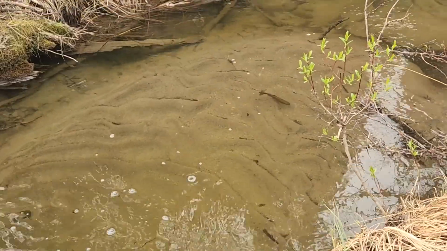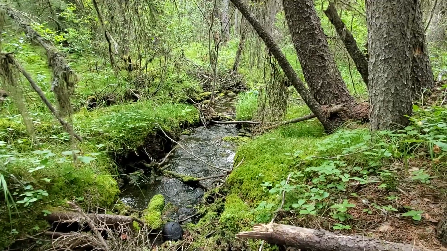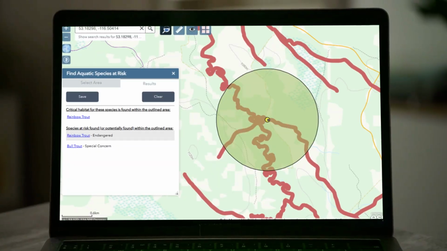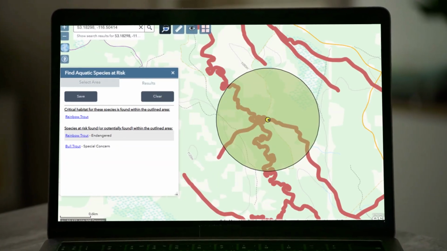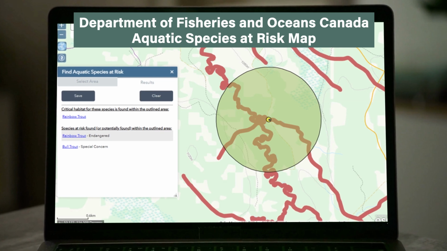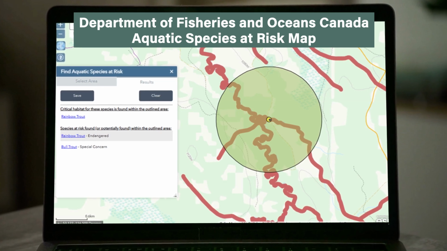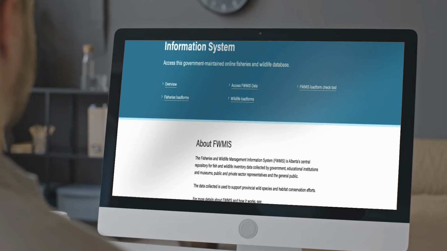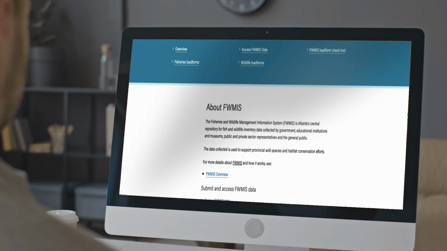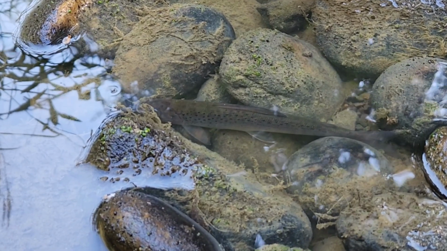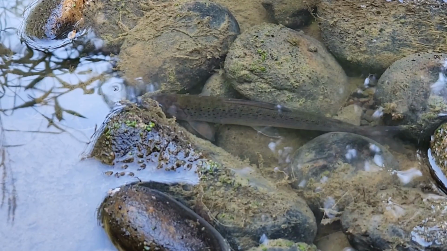Gathering information on fish and fish habitat is also part of the site assessment process. Most of the information required for this step of the process can be gathered in databases such as the Department of Fisheries and Oceans Aquatic Species at Risk Mapping Tool and Alberta's Fish and Wildlife Mapping Tool. Databases such as these identify if particular fish species are likely to be present in a given area, and if there are any species at risk to be aware of.